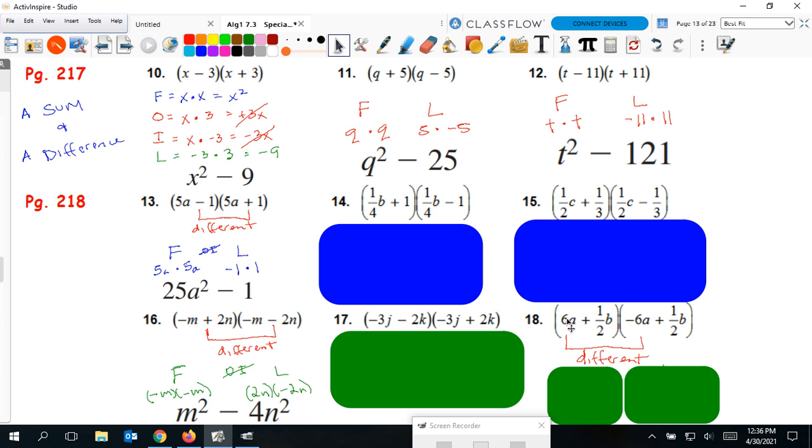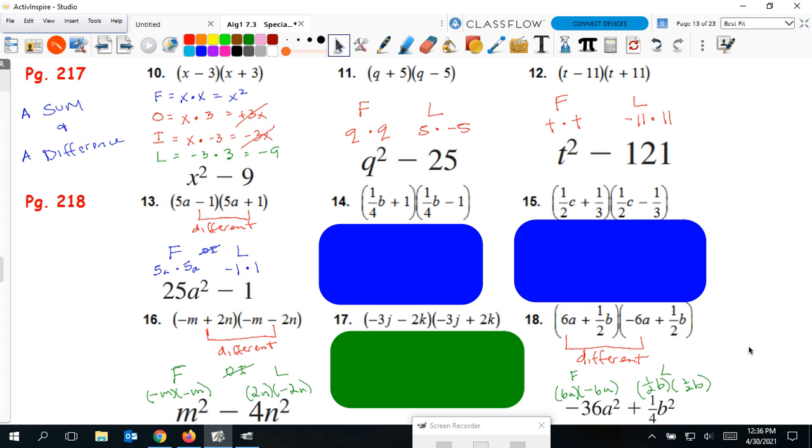So your first ones here would be 6a times negative 6a. So for negative 36a squared, that's our first part of the answer. And the last ones is the 1/2 b, 1/2 b. So multiplying those together would give you positive 1/4 b squared. B times b is b squared, and the 1/2 times a 1/2 is a 1/4. Remember, multiply the top numbers, multiply the bottom numbers. All right, so go ahead and pause your video now and just try the other three on this page 218, 14, 15, and 17, and then check your answers by playing the video.